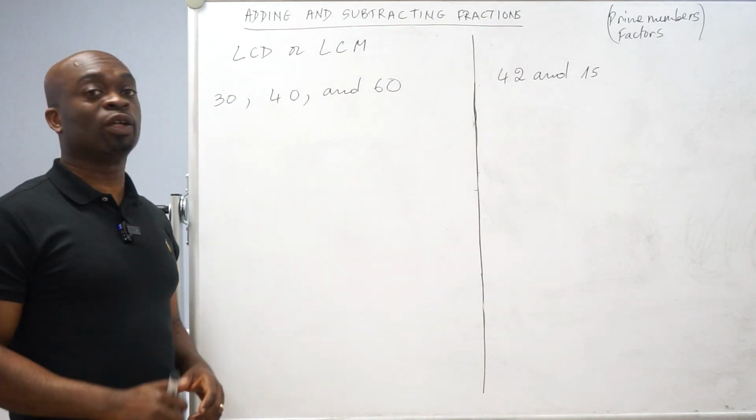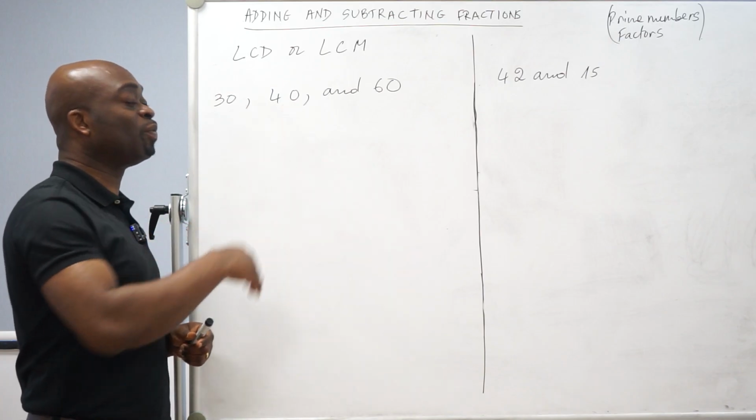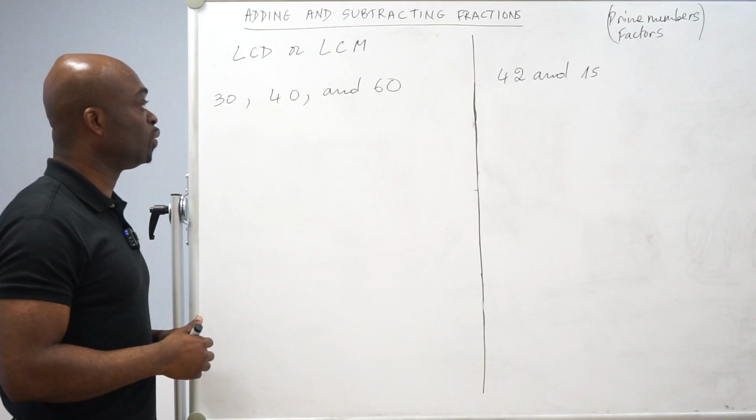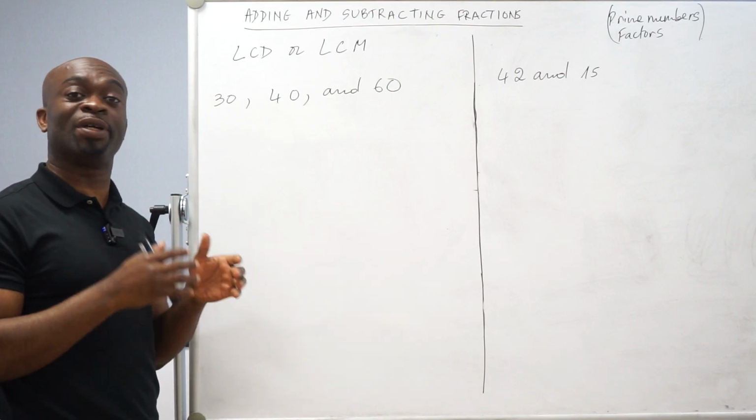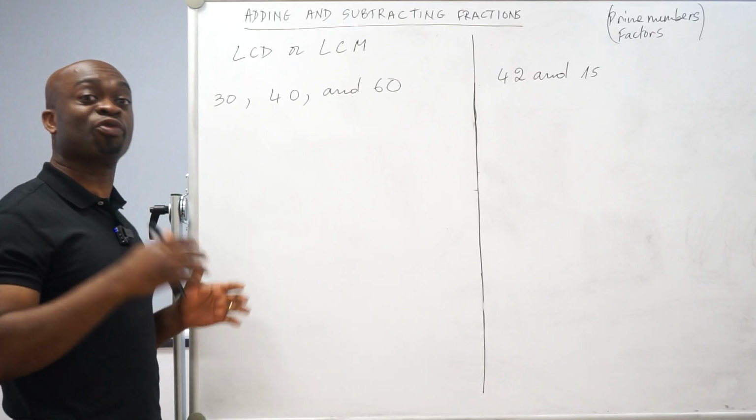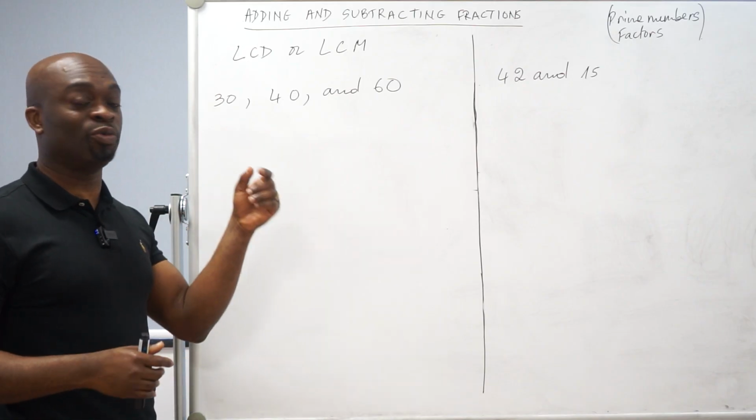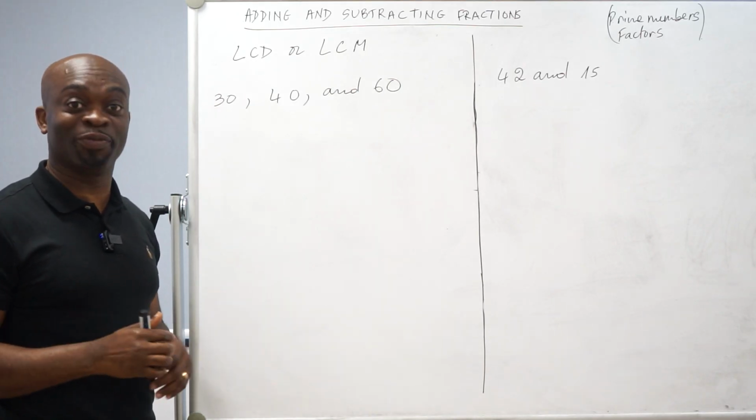We have to find the lowest common denominator, or least common denominator, or the least common multiple, or lowest common multiple. Okay, so it's just the same thing. And the reason why we're doing that is because we need them in order to add or subtract two or more fractions. So let's say we have three fractions where at the denominator we're dealing with 30, 40, and 60. Yes, that can definitely happen.